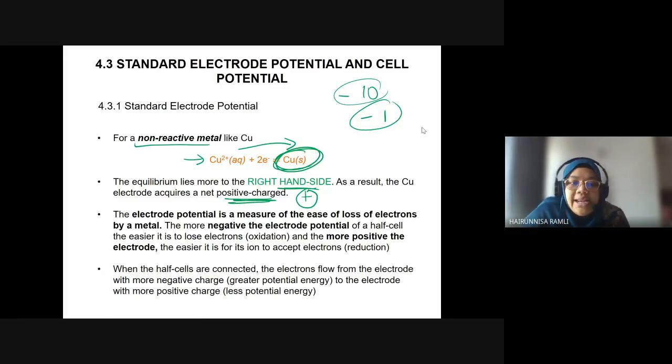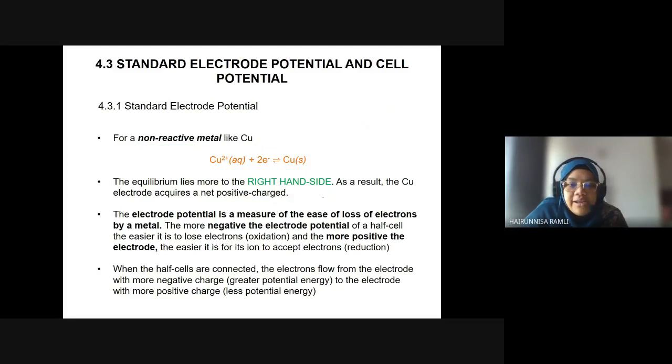Okay, so the electrode potential is a measure of the ease of loss electron by a metal. So the more negative the electrode potential, the easier it is to lose electron. Ni yang saya cakap tadi. Lagi negatif electrode potential tu, lebih suka dia untuk hilang electron, which is oxidation lah. And the more positive the electrode, the easier it is for its ion to accept electron. Lagi positif value dia, lagi dia suka untuk terima. Lagi negatif value dia, lagi suka untuk buang, untuk hilangkan lah. To ease loss of electron.